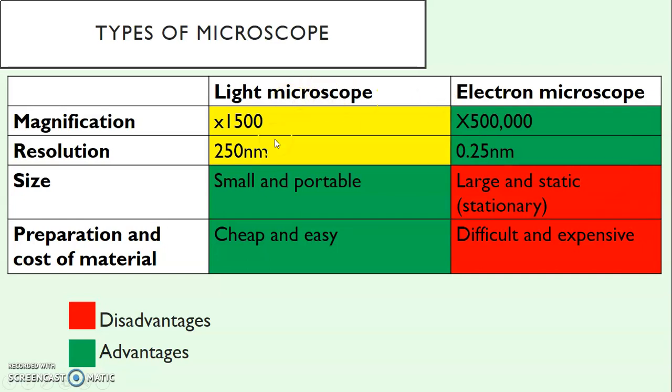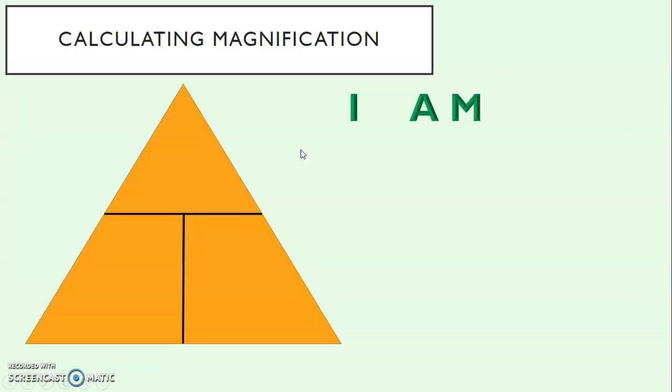Now I've put this one here, the magnification and resolution for a light microscope, in yellow. It's not necessarily a disadvantage that we can't get the detail. It depends on what we want to do with the images and how much magnification we need. So what we tend to just say is that the light microscope has a low magnification and a poor resolution.